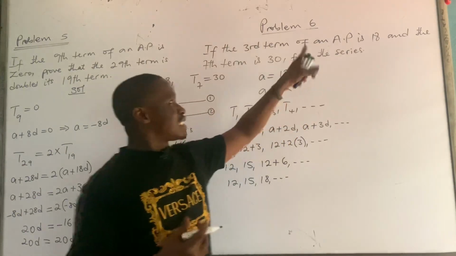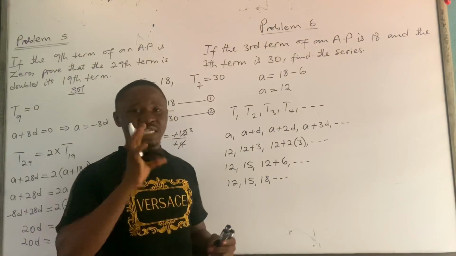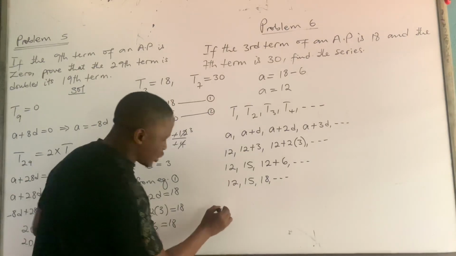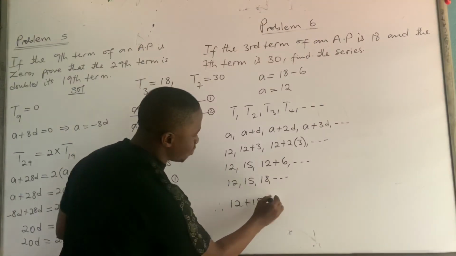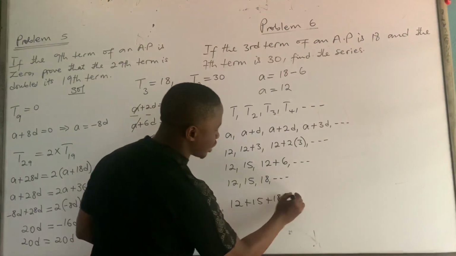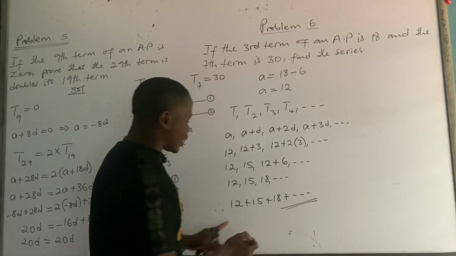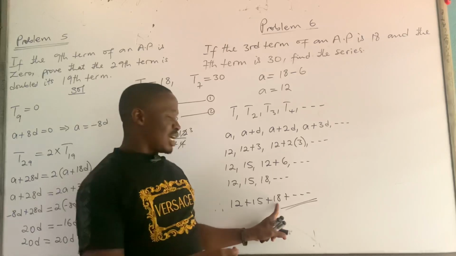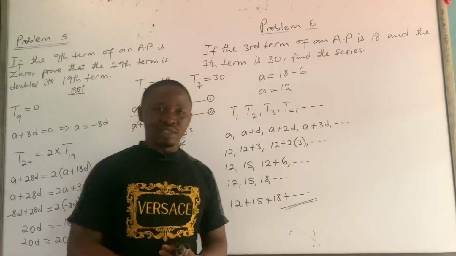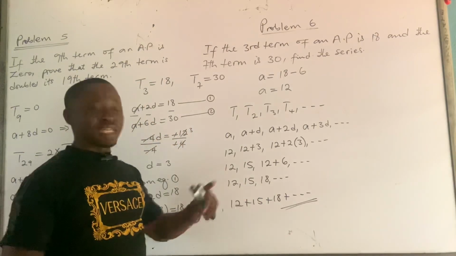The difference between a series and a sequence is by what? Inserting the plus sign. So for the series, we say 12 plus 15 plus 18 plus, it continues. You don't need to say 12 plus 15 is 27, 27 plus 18 is 45. You don't need to do anything. Just indicate the plus sign.